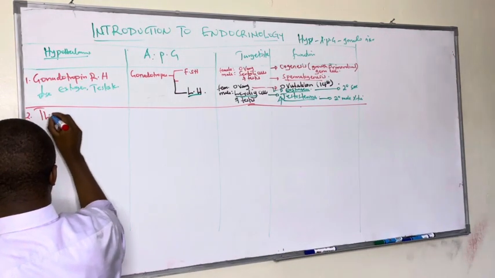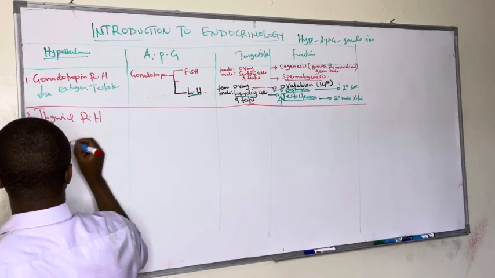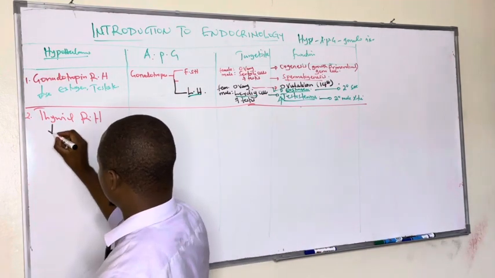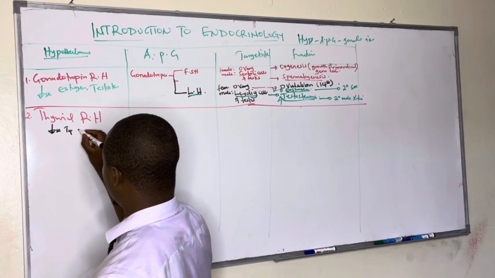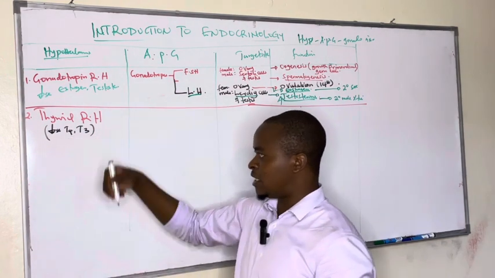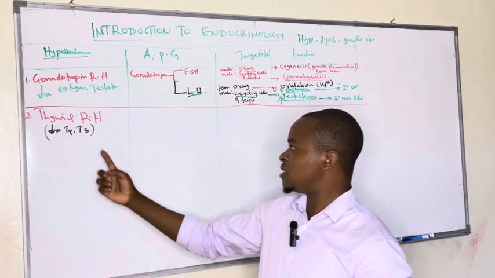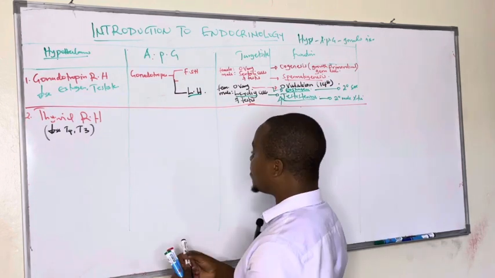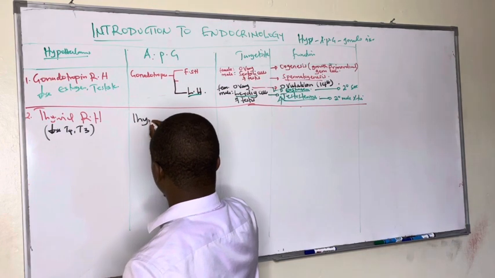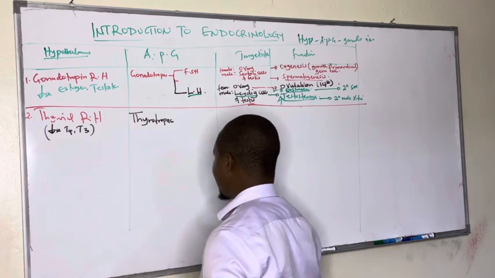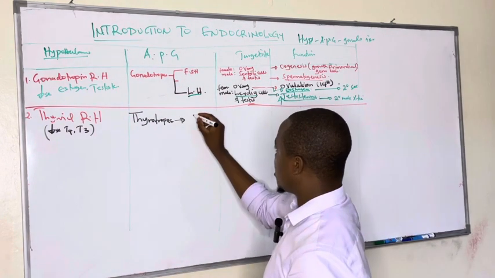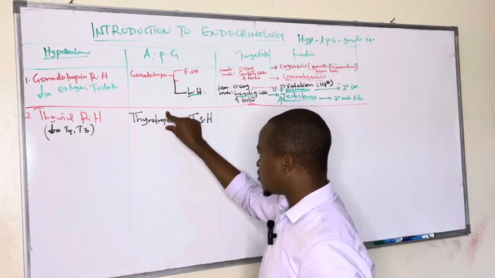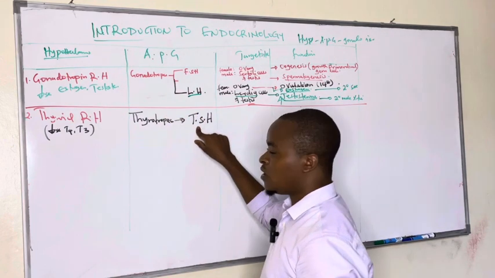The second one is the thyroid releasing hormone, and this thyroid releasing hormone is triggered by low, decreased levels of T4 and T3. When there is a decrease in the blood, that is what we call hypothyroidism. It is going to stimulate the hypothalamus to release thyroid releasing hormone, whose receptor is found on the thyrotropes. The anterior pituitary gland has cells known as thyrotropes, and these are the ones that release thyroid stimulating hormone.